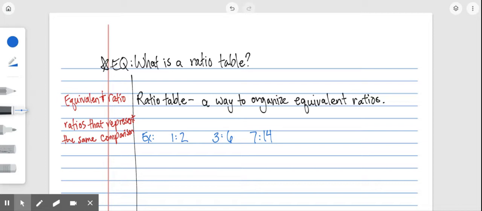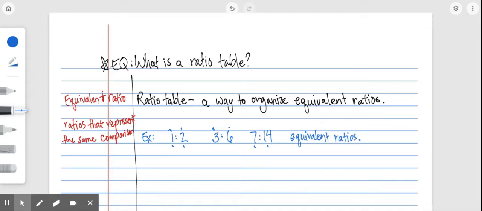because they were given to me, but also because if I do a multiplicative relationship from the first number to the first number, 1 times 3 is 3, 2 times 3 is 6. Okay, so those ones are equivalent. Then 1 times 7 is 7, and 2 times 7 is 14. So I know that those are equivalent as well, which means they're all equivalent. So these are 3 equivalent ratios.